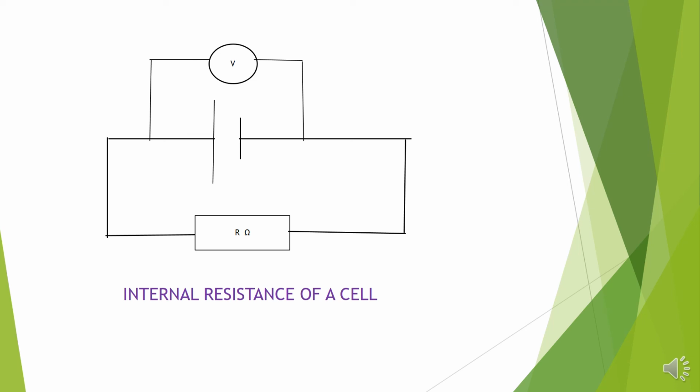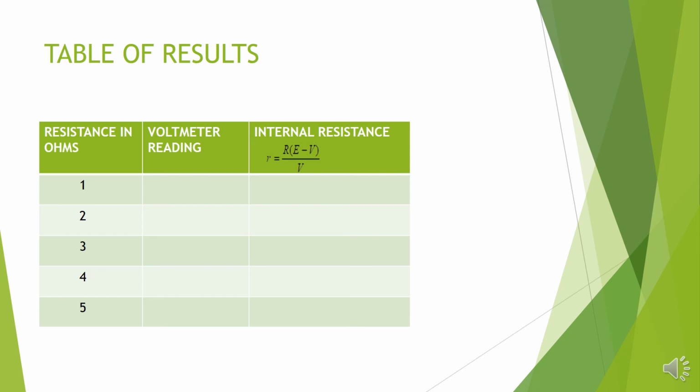Then we close the switch and then record when the resistance R is equivalent to 1 ohm. Repeat the experiment when the resistance R is 2, 3, 4, 5, maybe up to 6 ohms, and then you tabulate your results in this table.